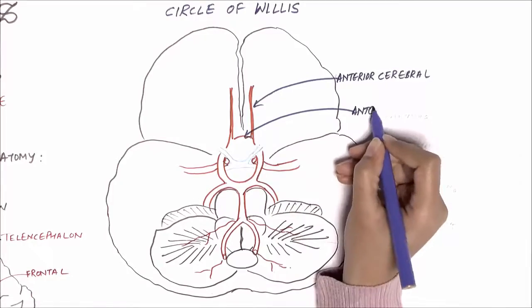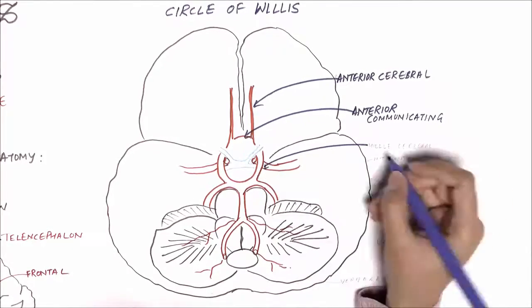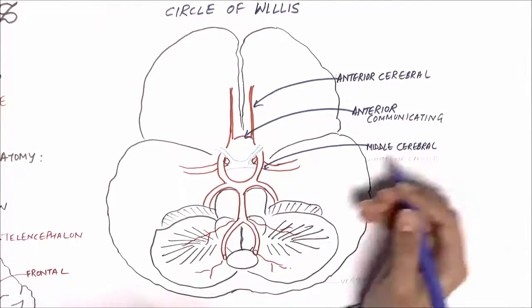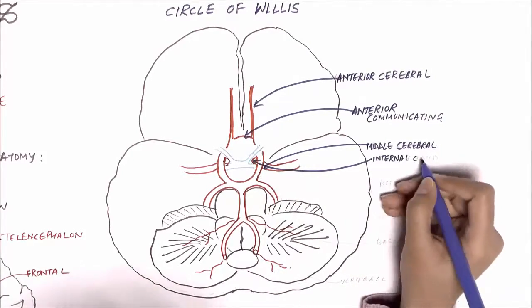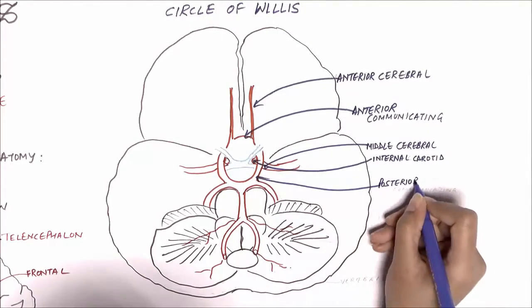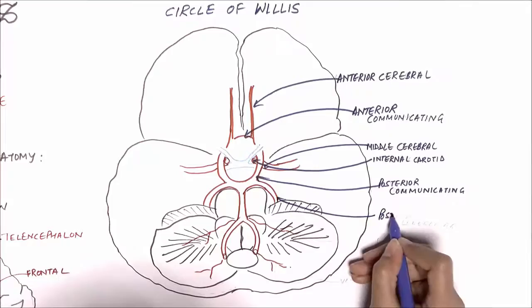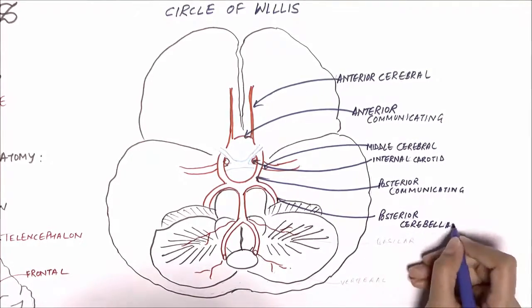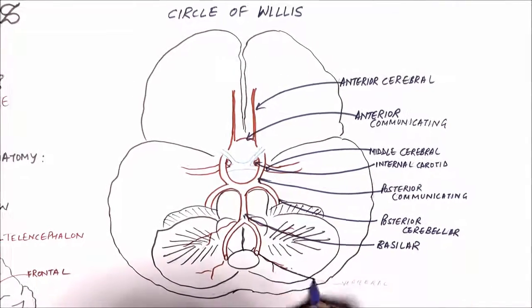Posteriorly, the basilar artery, formed by the left and right vertebral arteries, branches into a left and right posterior cerebral artery, forming the posterior circulation. The posterior communicating arteries complete the circle of Willis by joining the internal carotid system anteriorly via the posterior communicating arteries.